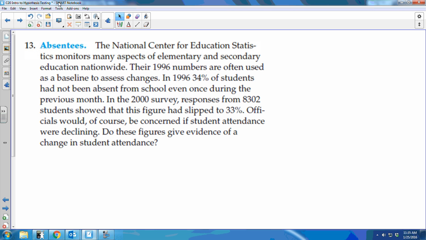Officials would, of course, be concerned if student attendance were declining. So these figures give evidence of a change in student attendance. So 1% may or may not be significant. You can't just decide that it's 1%.